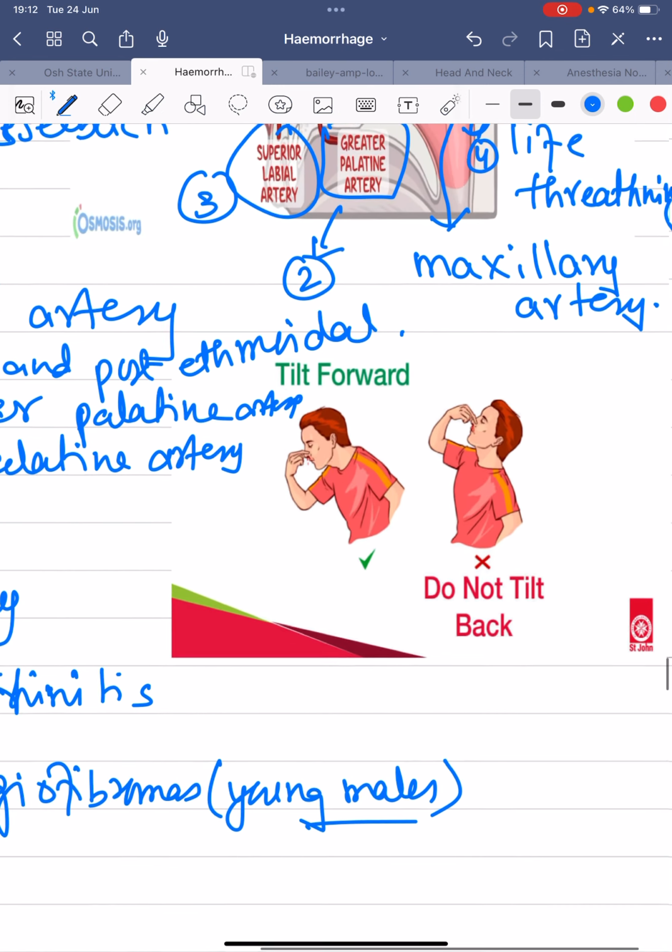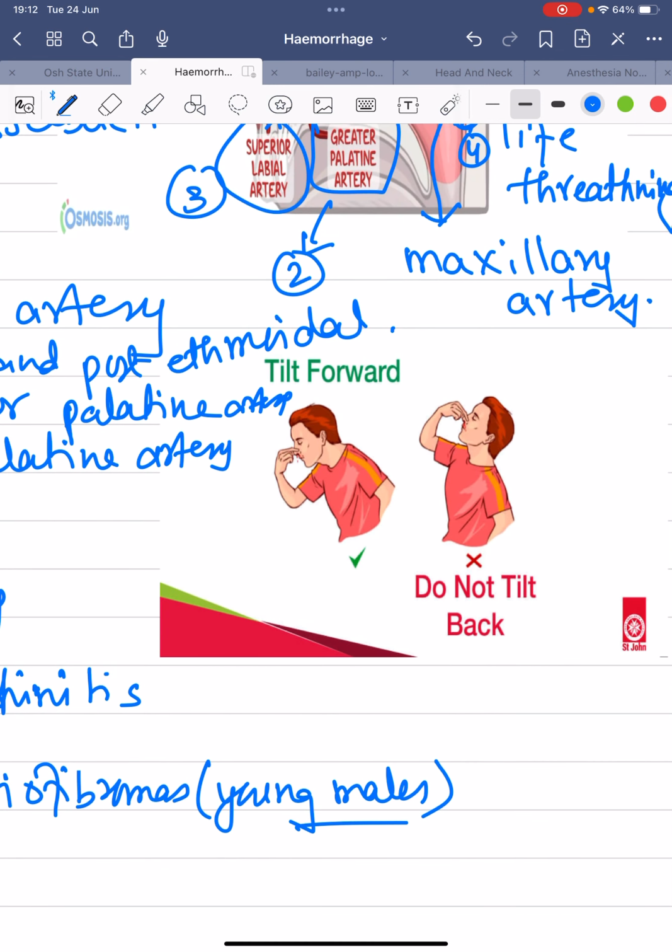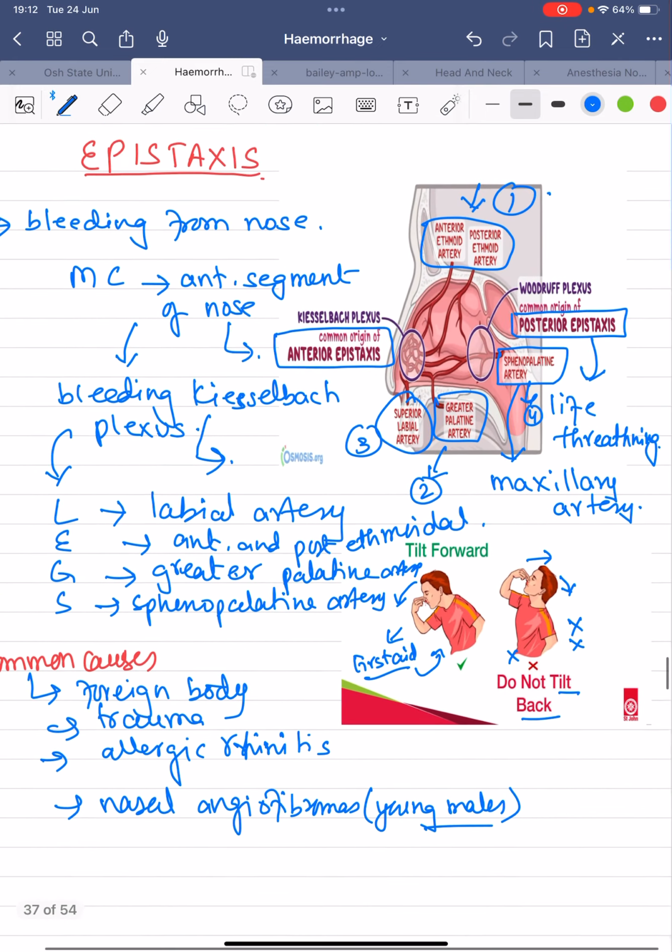So please remember, whenever there is epistaxis, you have to pinch the nose. That is the first aid management. Pinch the nose and ask the patient to tilt forward. Mostly what our people do is that they pinch the nose and tilt the head backwards. So this is wrong. Okay, so this is the proper technique. You have to pinch the nose and tilt forward to stop the bleeding in the patient. Okay, so this is your epistaxis, very important for your examination. Thank you.